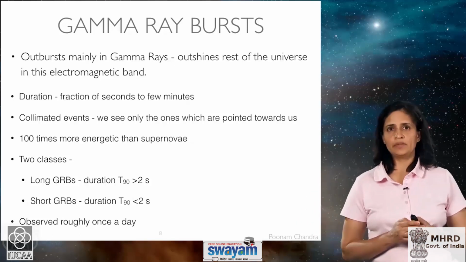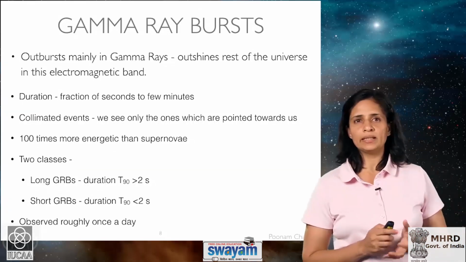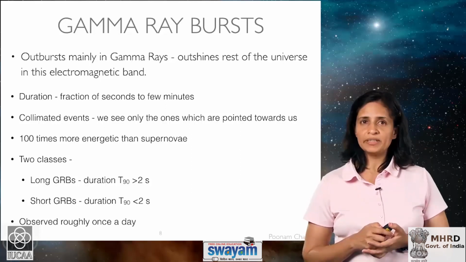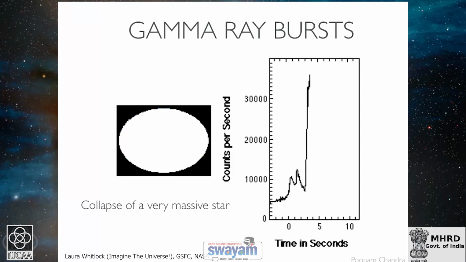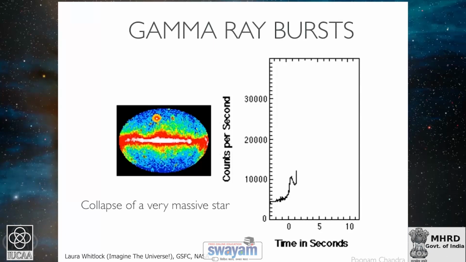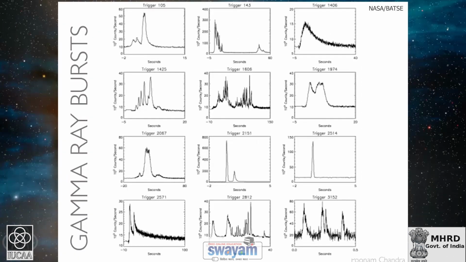Based on the duration, whether it is more than 2 seconds or less than 2 seconds, they can be classified as either long gamma ray bursts or short gamma ray bursts. And here I am showing you this animation of a gamma ray burst. You see on your left this galaxy, not galaxy, sorry, the universe in gamma rays. On the top you see this little dot, and on the right hand side you see the time and the energy. And you see that for a few seconds when the burst happens, this little dot is actually brighter than the rest of the universe. So this is how bright these events are, even though they are very erratic events.